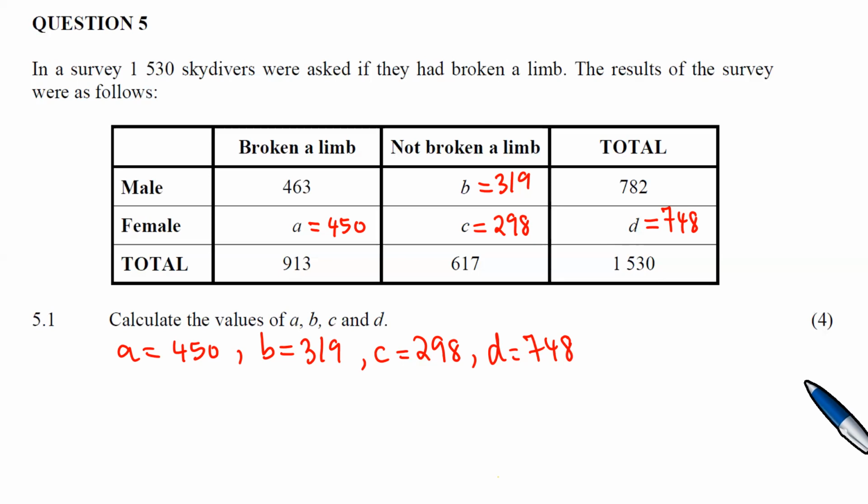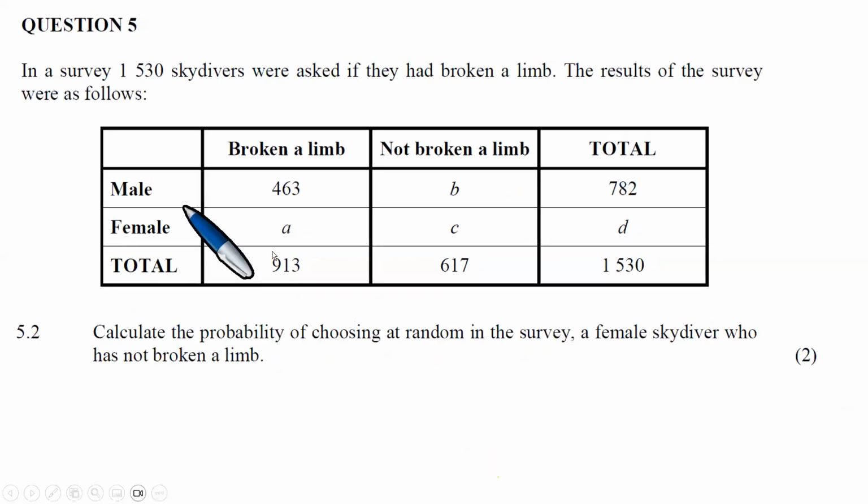Next question. We have already found the numerical values of A, B, C, and D, and we can quote them here. We now need to calculate the probability of choosing at random in the survey a female skydiver who has not broken a limb. So we analyze that one together.